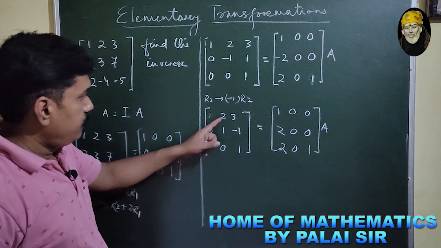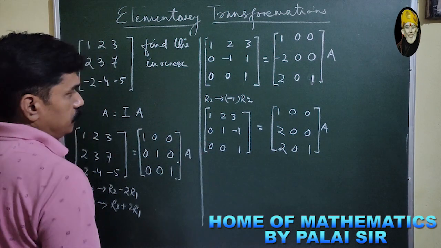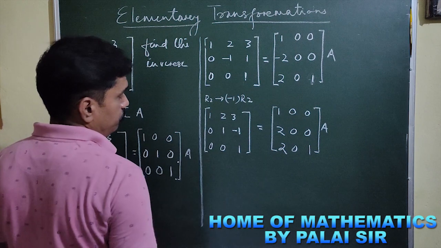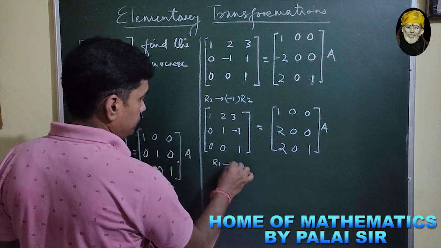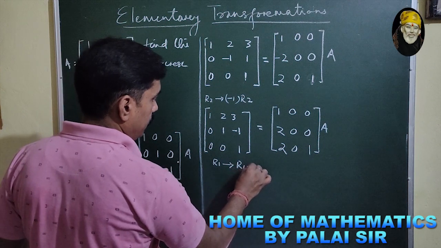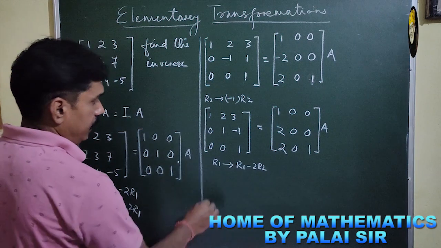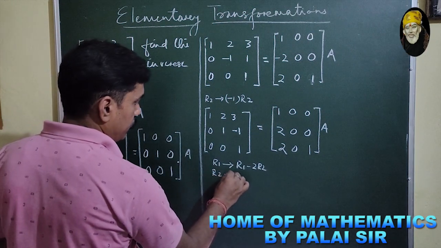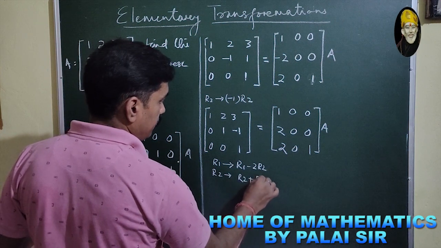Next we have to make, this one is 0, this one 0 and this one is also 0. To make this one as 0, what you have to do? You write R1 equal to what? R1 minus 2 R2. And R2 equal to what? You are going to write it as R2 plus R3.